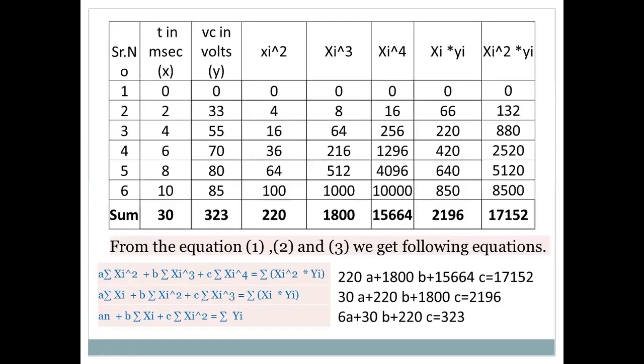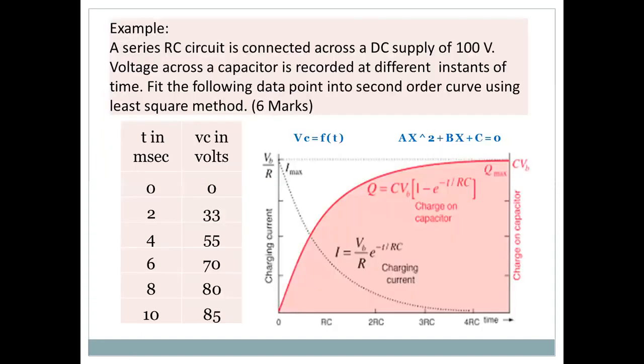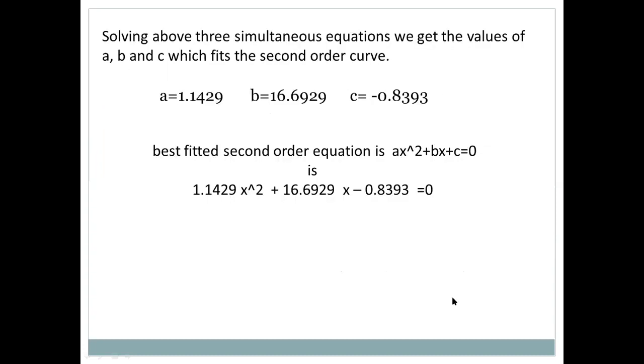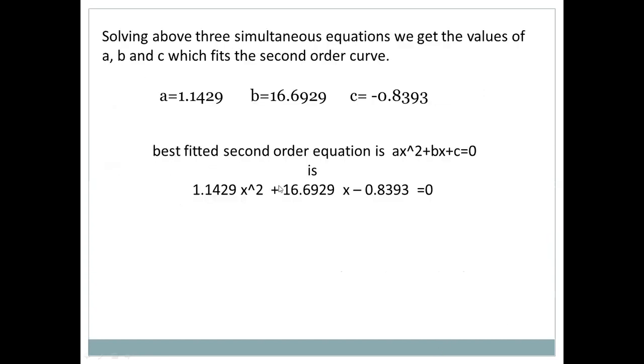So what is required to fit a second order curve or a parabola for given number of data points? It is required to find all these sum of xi, sum of xi square, sum of xi cube, and sum of xi raised to 4, sum of xi into yi, sum of xi square into yi, and sum of yi. So if we get all these sums and put in these normal equations, and solve for a, b, and c, we will get a second order curve for the given number of data points.